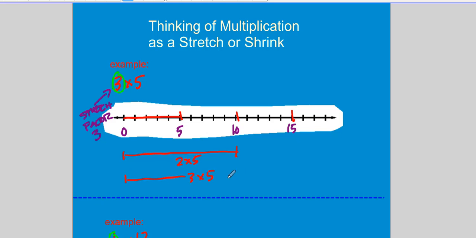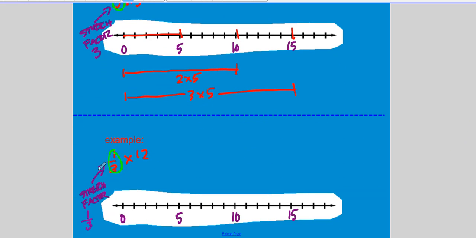So one way of thinking of multiplication in this case is a magnification. We're magnifying it 3 times. Now you could also shrink it when you had to multiply by a fraction less than 1. So let's take 1/3 of 12. So here's 12 on a number line.